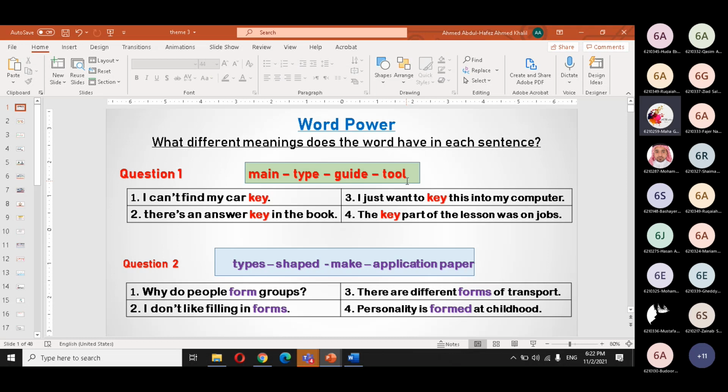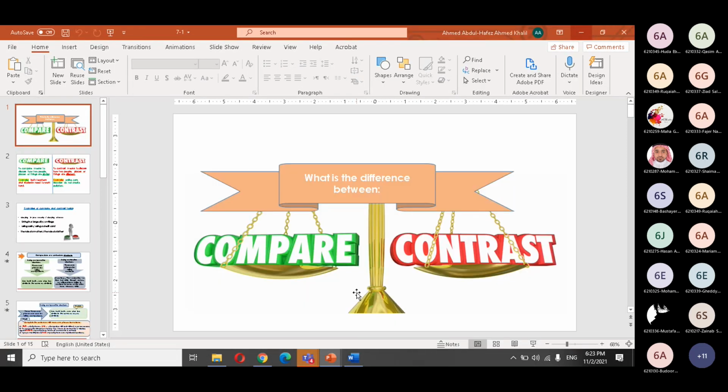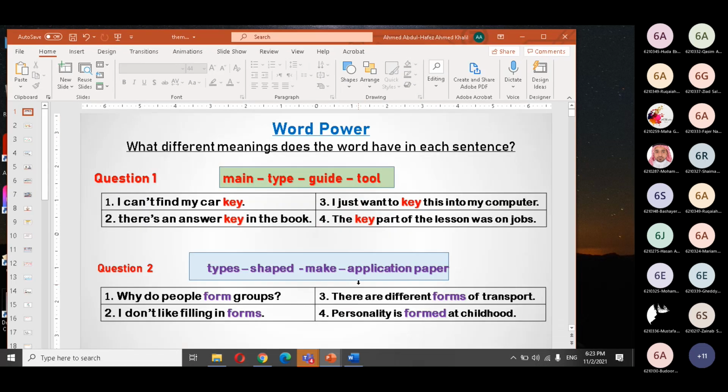There is a different meaning of it. Yes, we see that in each sentence the word key has a different meaning. So the question is, what does each one mean in the sentence? This is the point. We should just wait until we put things right.